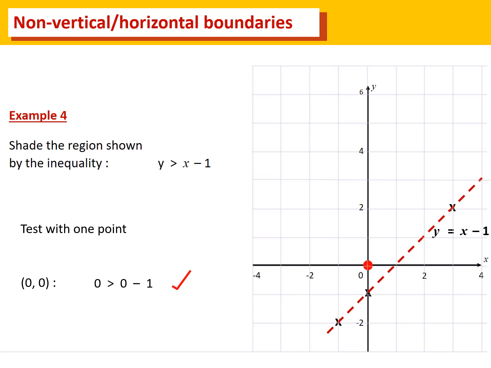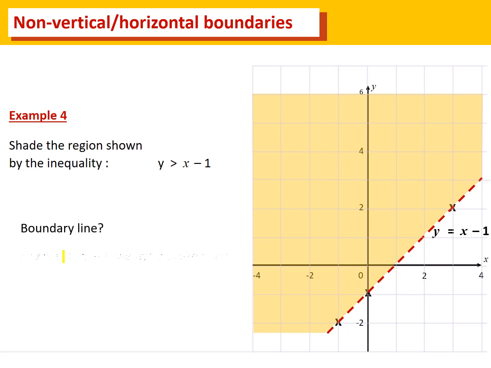Yes, it is. And that means that this point here, that we picked, the origin, fits the inequality, so it is that side of the line that we shade. And then lastly, we have a thought about the boundary line. The inequality is a strict inequality, so we use a broken line.